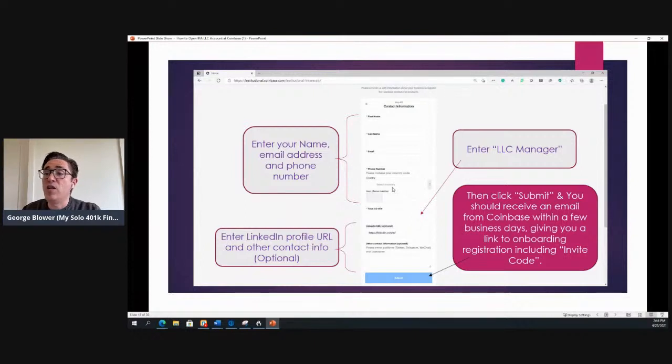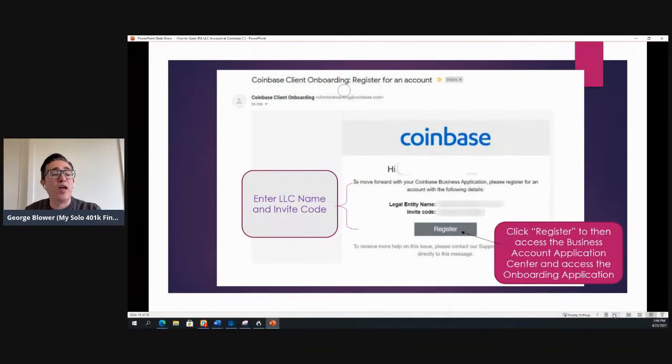At that point, you should receive an email from Coinbase within a few business days, giving you a link to continue the onboarding and registration process. And in that communication, you'll be presented with an invite code, which you need to retain because you'll have to enter it in order to keep going through the process.